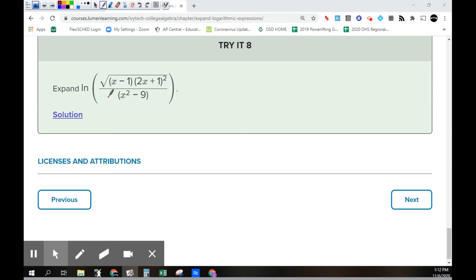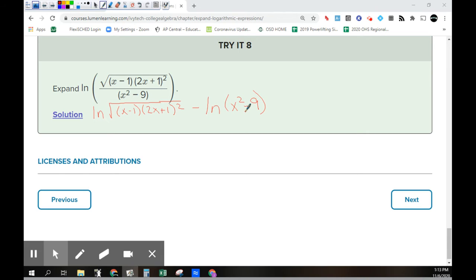Now we look at this and we have the quotient. The whole argument has a quotient. So I'm going to say this is natural log of the square root of x minus 1 times 2x plus 1 squared minus natural log of x squared minus 9. Now, what are they baiting you on here? Is this the same as x minus 3 squared? No, it's not. We can't factor that squaring out of there.